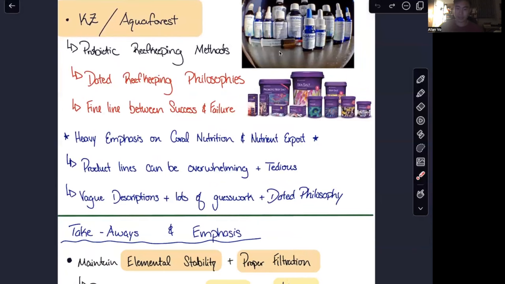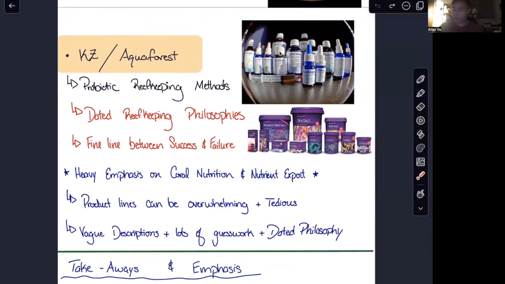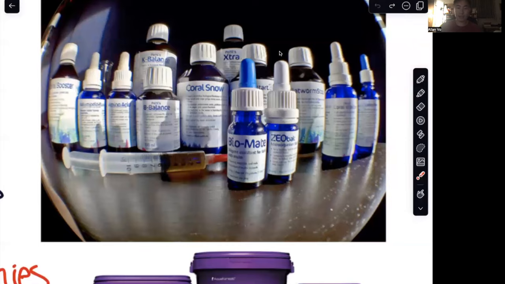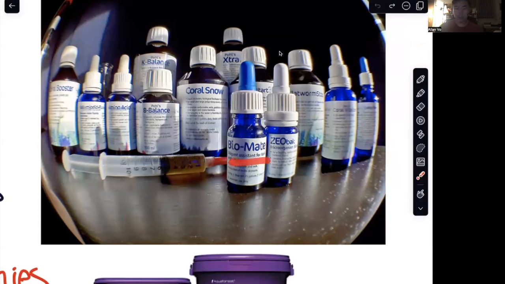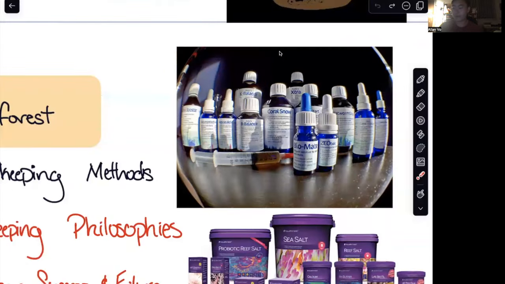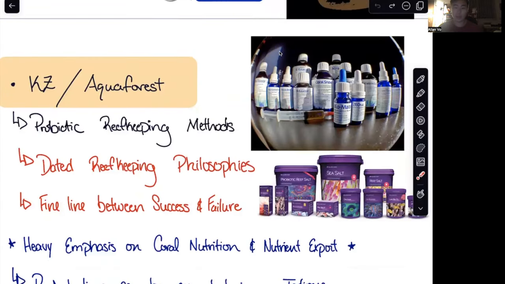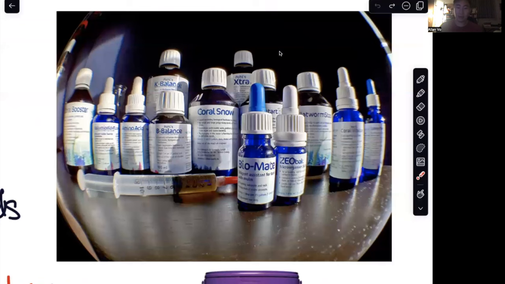What I liked about these systems is that there was a heavy emphasis on coral nutrition and nutrient export. You can see here a ton of these products are made for what? Well, these are bacteria, flatworm stop, a trace element, coral vitalizer, food, coral snow is calcium carbonate, a flocculant, coral's extra, trace elements, K-balance, trace, amino acids. You can see the amount of stuff that goes into the KZ system. And what it really wanted you to do was run such an extreme nutrient export and then supplement with all these products.